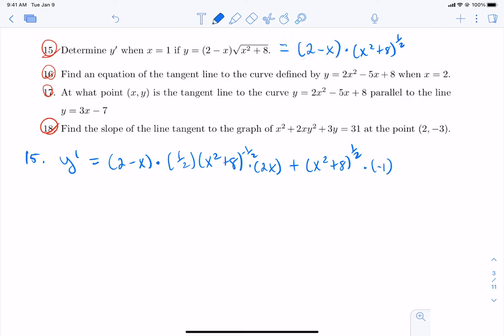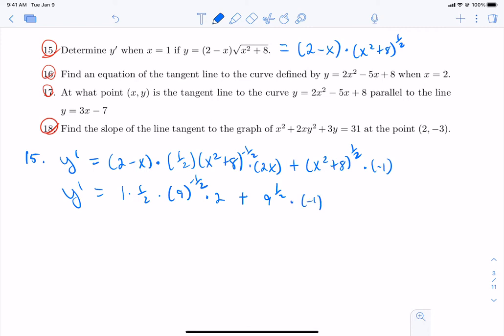Now read the question over. Always when you do these, just take a look at what the question was asking. We want the first derivative when x is equal to 1. So now at this point, all of the x's become 1. So 2 minus 1 is 1. 1 plus 8 is 9. So that's going to be 9 to the negative 1/2. We'll deal with that in a minute. 2 times 1 is 2. And then this is just going to be 9 to the 1/2. And then times negative 1.